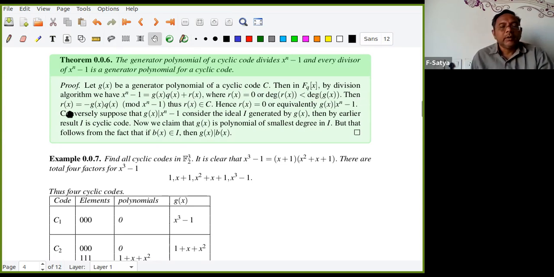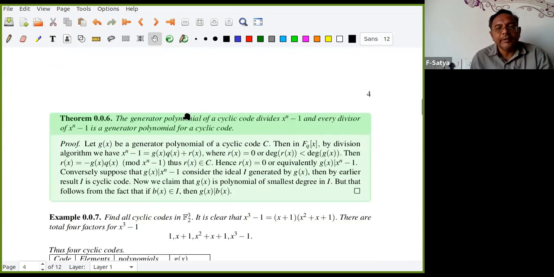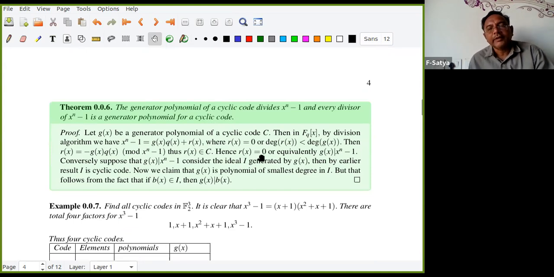Then r(x) equals this modulo x^n - 1. We know that since C is an ideal, r(x) belongs to C. That is what we discussed in the previous episode. Hence r(x) has to be 0, again coming from g(x) being of the smallest degree. So g(x) divides x^n - 1, right?